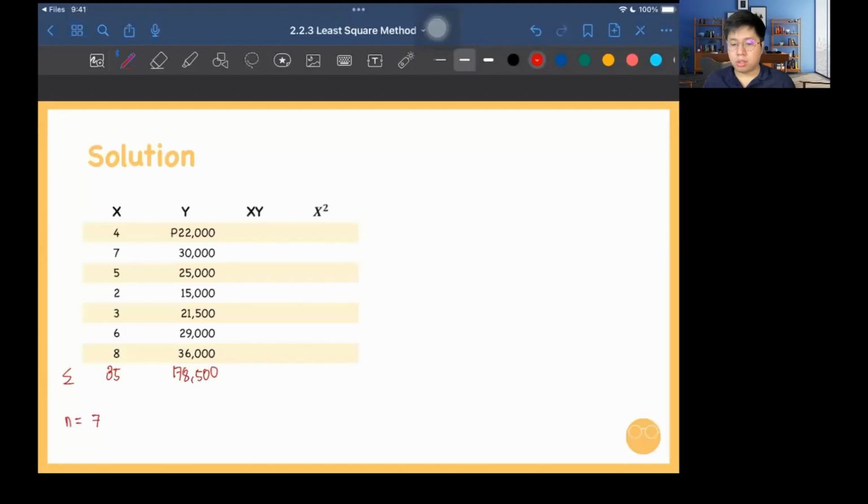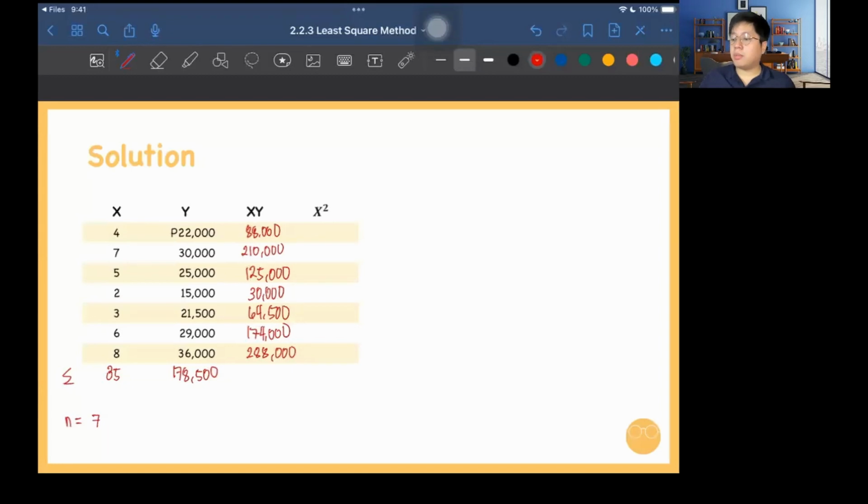So 22,000 multiplied by 4 gives us 88,000. 30,000 multiplied by 7 gives us 210,000. 25,000 multiplied by 5 is 125,000. 15,000 multiplied by 2 is 30,000. 21,500 multiplied by 3 gives us 64,500. Then 29,000 multiplied by 6 is 174,000. Then lastly, 36,000 multiplied by 8 should give us 288,000.